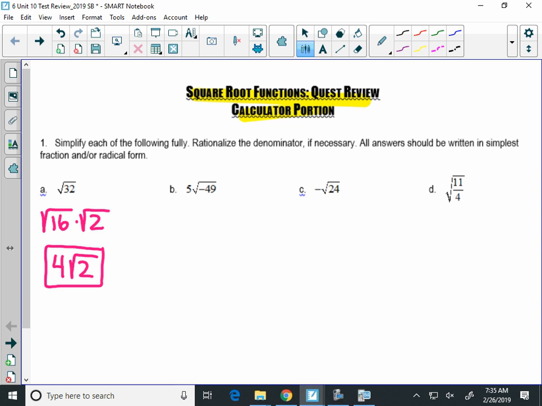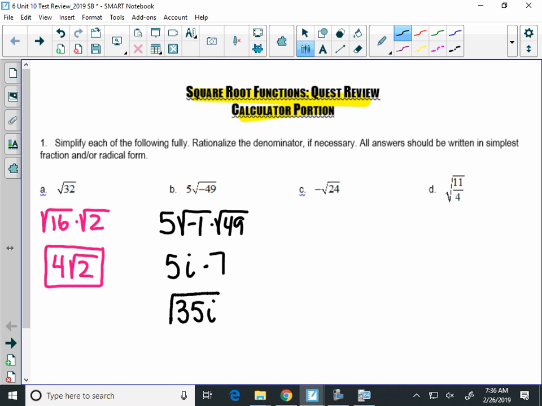All right, in B, you have a coefficient of 5. The coefficient of 5 just sits out in front. When I have a negative under the square root, remember that is going to be i. So we pull out a square root of negative 1, and then the square root of 49 is a perfect square. So when we simplify this, we have 5, square root of negative 1 is i, times the square root of 49, which is 7. Well, we can multiply those quantities together and get 35i as the solution.